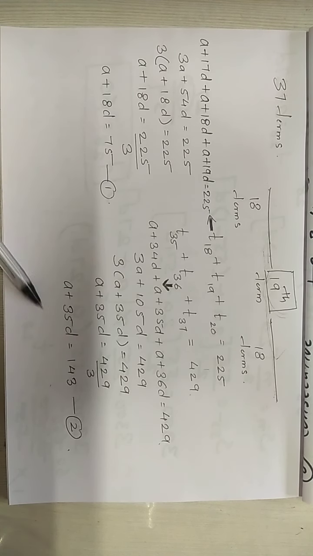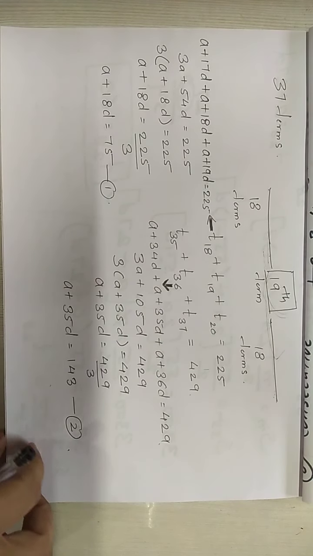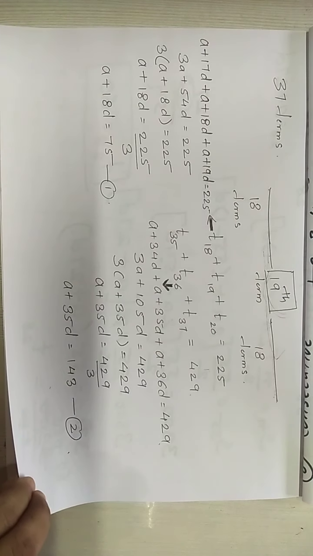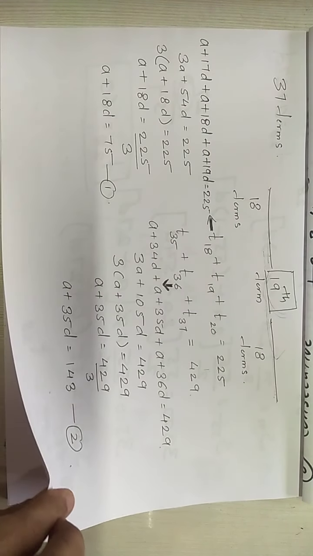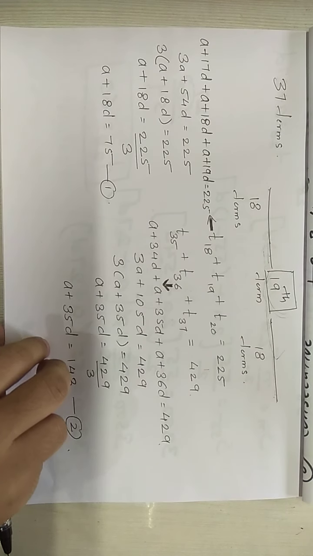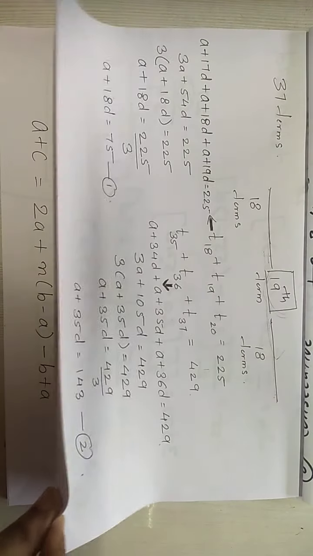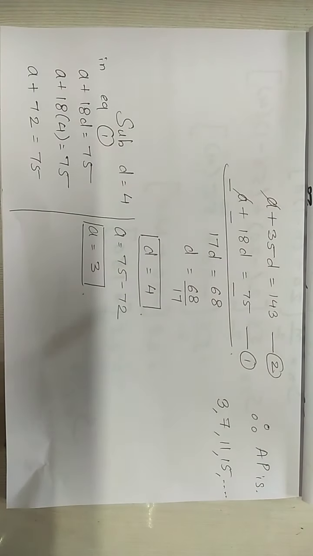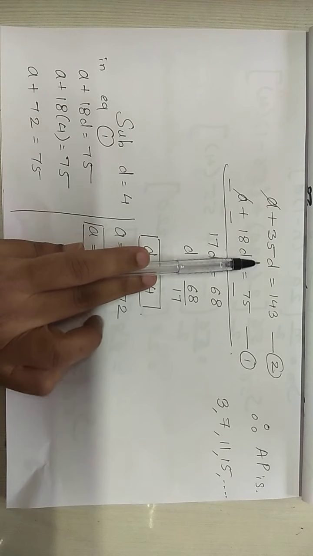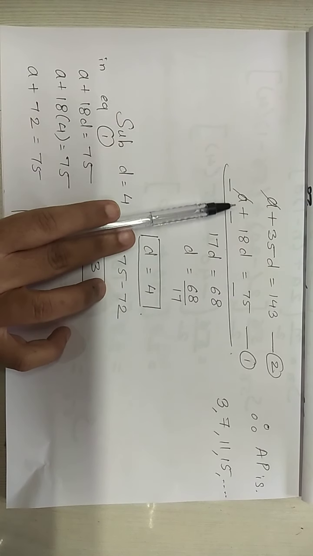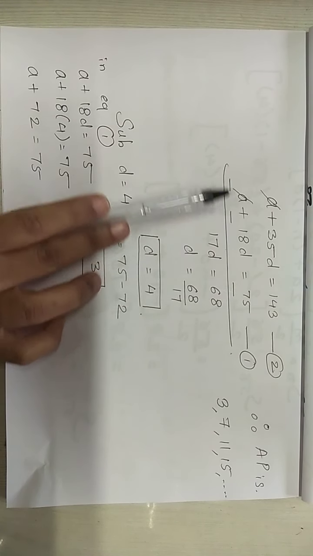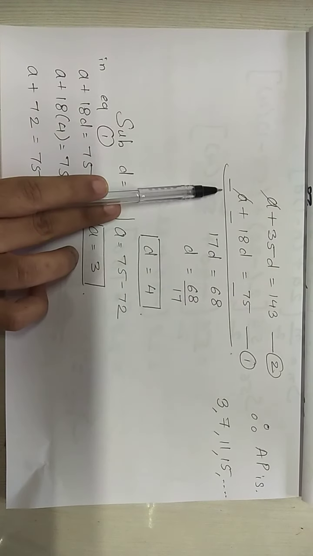So here we have two equations. Now we need to solve these two equations simultaneously. We have learned how to do simultaneous equations in chapter 1. So let's solve them simultaneously. Write equation number 1 and equation number 2 and solve them. Here we have equation number 2, A plus 35D equal to 143. Equation number 1, A plus 18D equal to 75. Change the signs, A and A cancel.